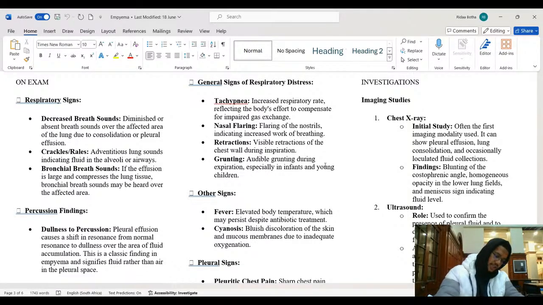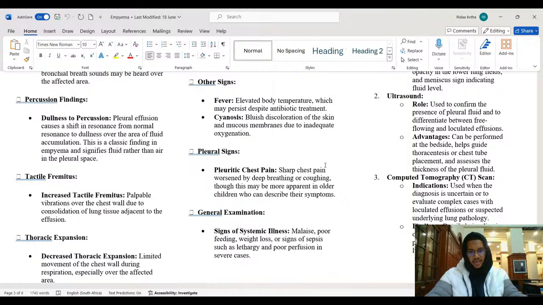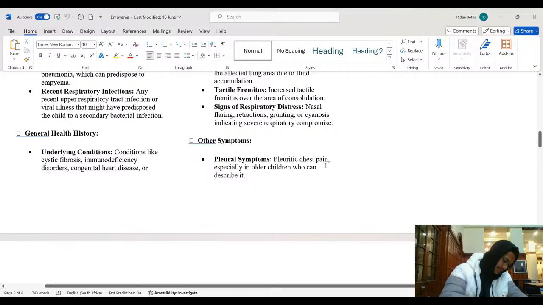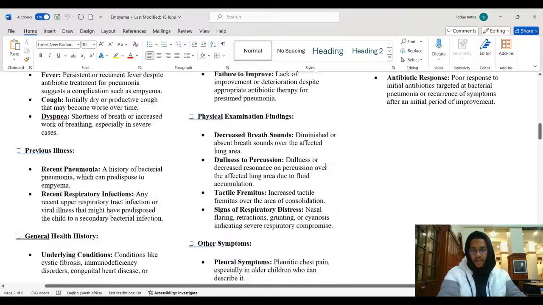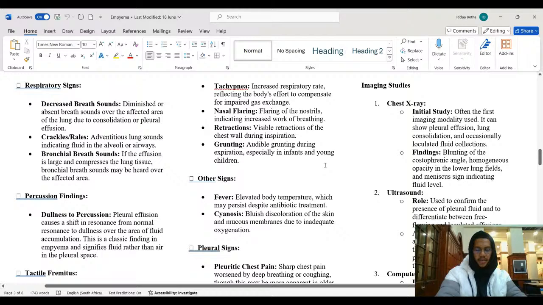Patients can also have a fever, we spoke about that, and on a general exam, they might also be cyanosed. They may have chest pain for the older children who are able to report it, and signs of systemic illness, right? We spoke about the malaise, poor feeding, weight loss, lethargy, and poor perfusion in more severe cases.